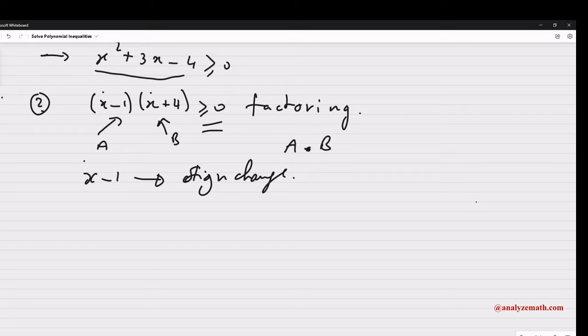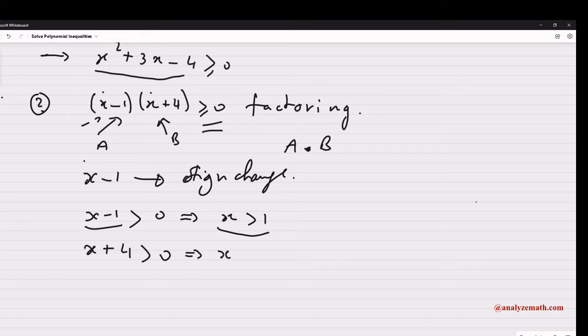Now before we create the table, let's analyze the sign of x − 1 and x + 4, the two factors. So x − 1 bigger than 0 means that x is bigger than 1. So when x is bigger than 1, this is bigger than 0. Now let's do the second one. x + 4 bigger than 0 means x bigger than −4. So when x is bigger than −4, this term, which we called b above, will be positive, and if x is less than −4, it will be negative.